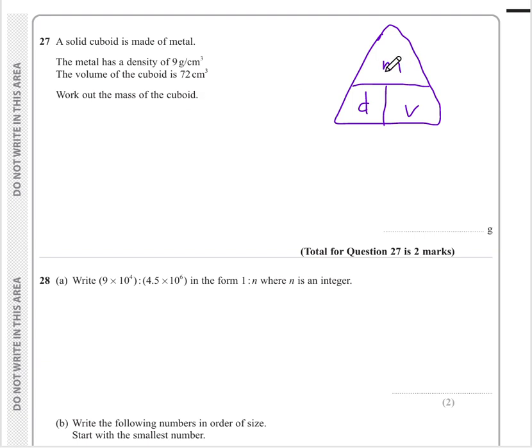So we want to work out the mass. If we cover that one up, we can see that it's going to be density times volume. And that's going to be 72 times 9, or rather 9 first, is it? It doesn't really matter which way round. We're going to multiply them, and that's going to give us an answer of 648 grams.